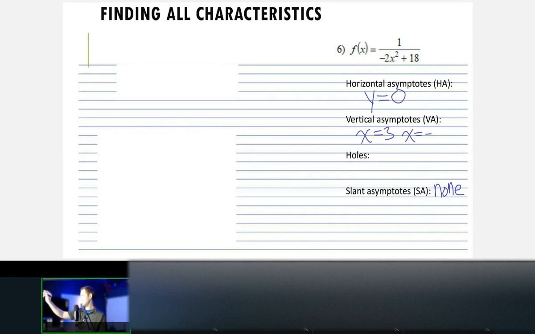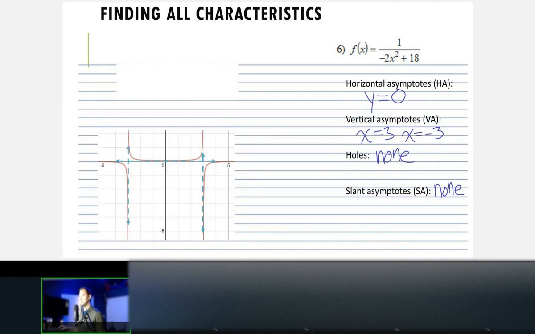And then my last question, are any of those VAs actually holes? No. So for holes, we would just put none, right? This one actually has no holes, and I wish I would have seen that before doing this one. If you graph it, and you just look visually, your VAs are at x equals 3 and x equals -3. And we can see that this vertical line is definitely a VA, not a hole.